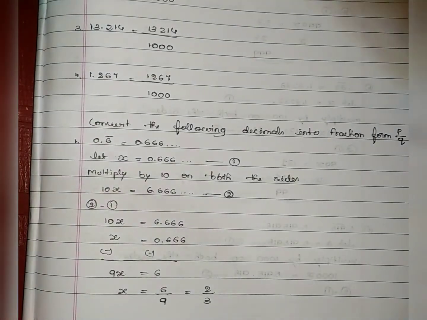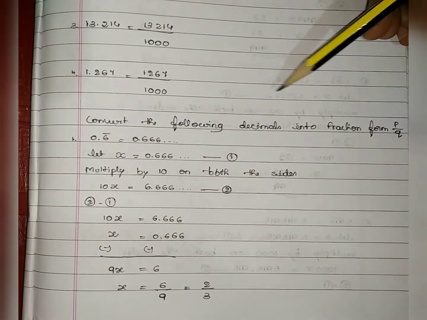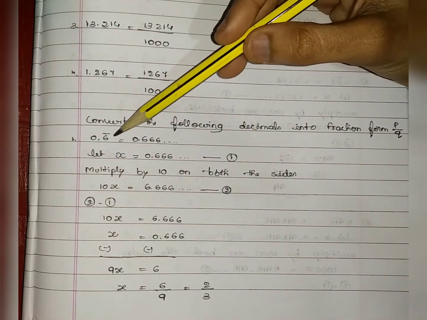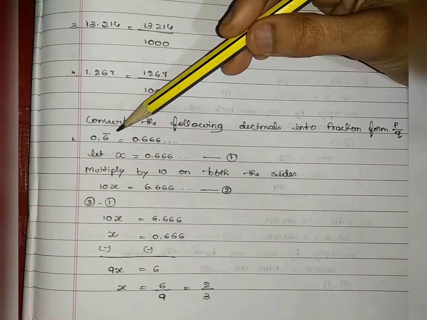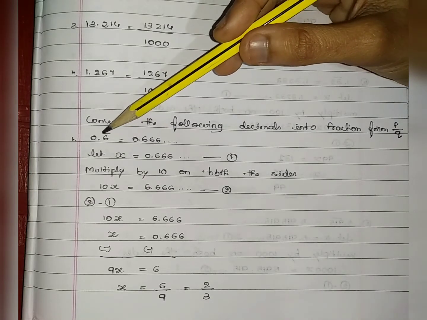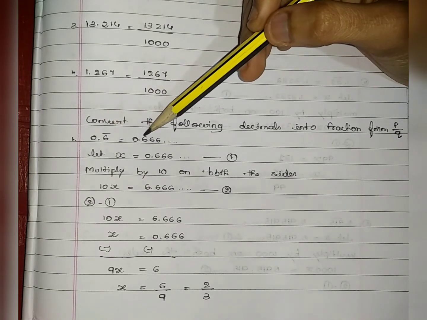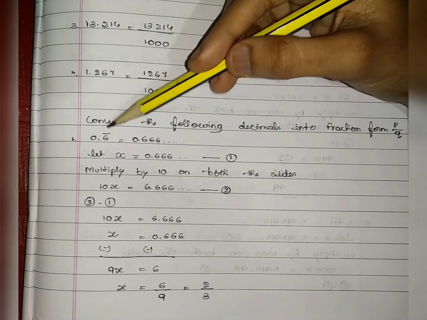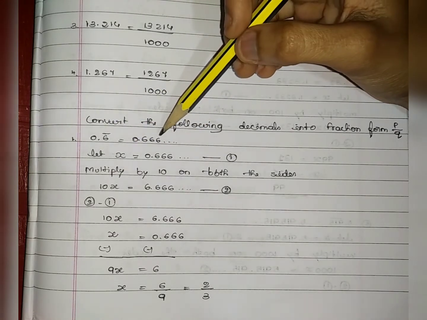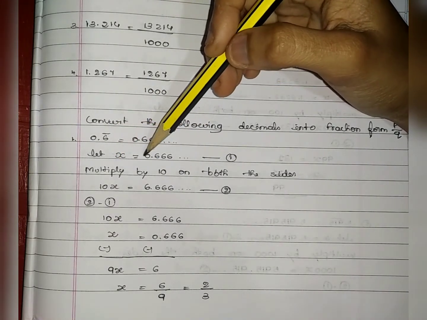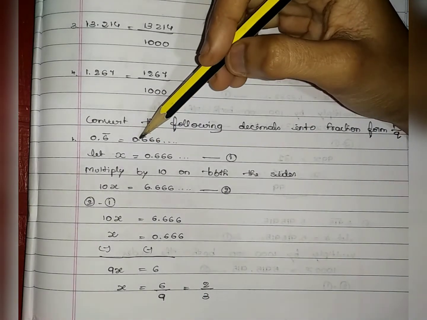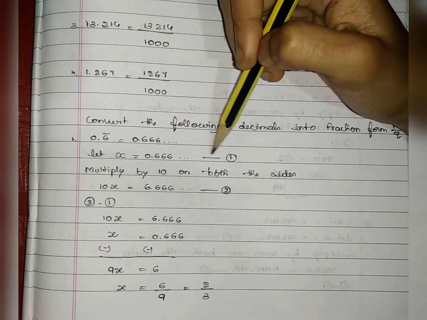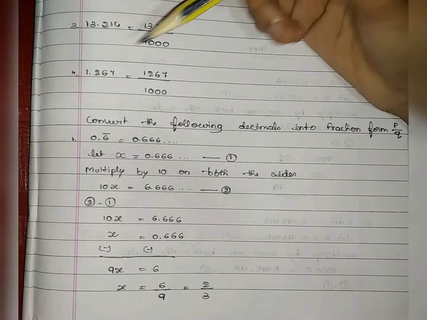Then convert the following decimal into fraction form, p by q. So this is a different problem. Here we can see 0.6 dash equal to 0.666. This is the question, and we have written it in the simpler form. Let us solve this problem. We should take this as x. So x equal to 0.666, and we take this as equation 1.